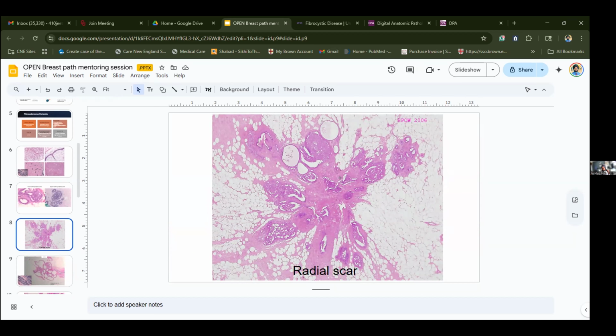In breast, we biopsy a lot of benign lesions, especially when you have a screening mammogram. So there are lesions that mimic cancer on radiology. So this is one of the lesions that mimics cancer, and that's why we will sample it.